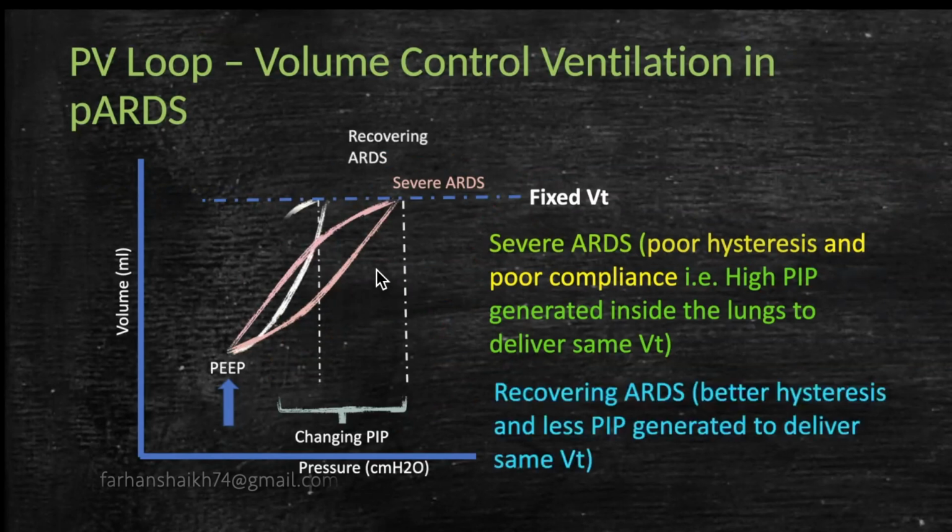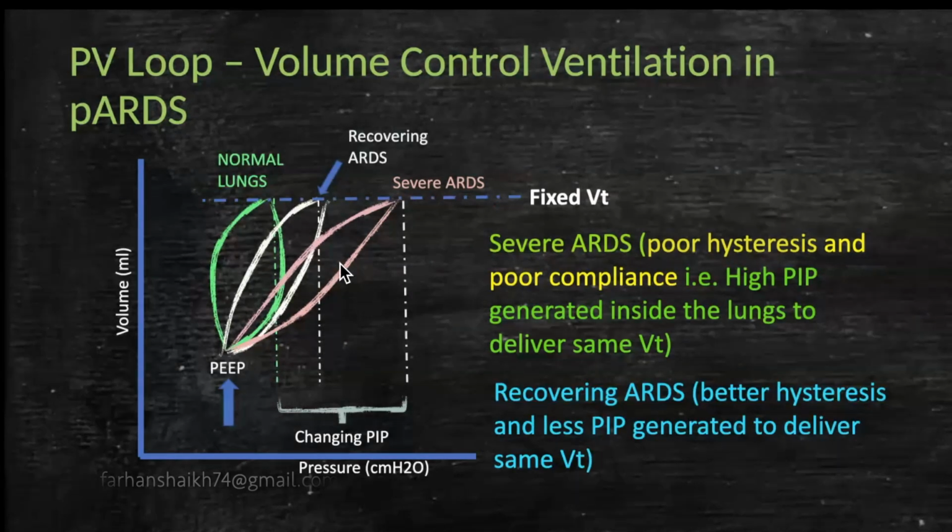And as the compliance is improving, you will see the pressures also reducing, and the hysteresis also improving, and the angle also becoming away and away from the x-axis. So better hysteresis and lesser pre-plateau pressures and PIPs is a sign of improving compliance in volume control mode.